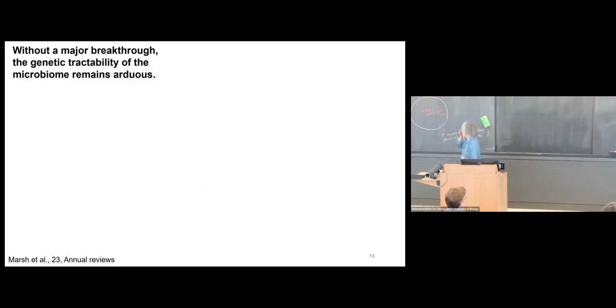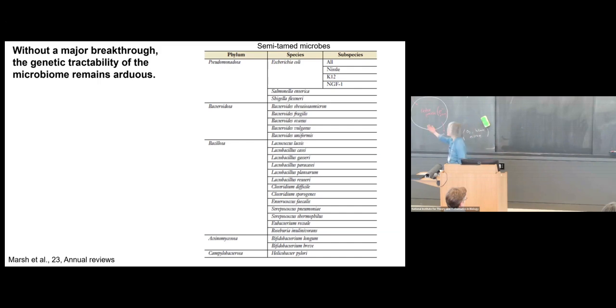Okay, but about genetic manipulations, right? These authorities, the experts, say that without a major breakthrough, the genetic tractability of the microbiome remains arduous. Unfortunately, I call them semi-tamed microbes because they are genetic systems. Some of the folks in the audience have worked with at least one or several of these, so we look forward to hearing from them.